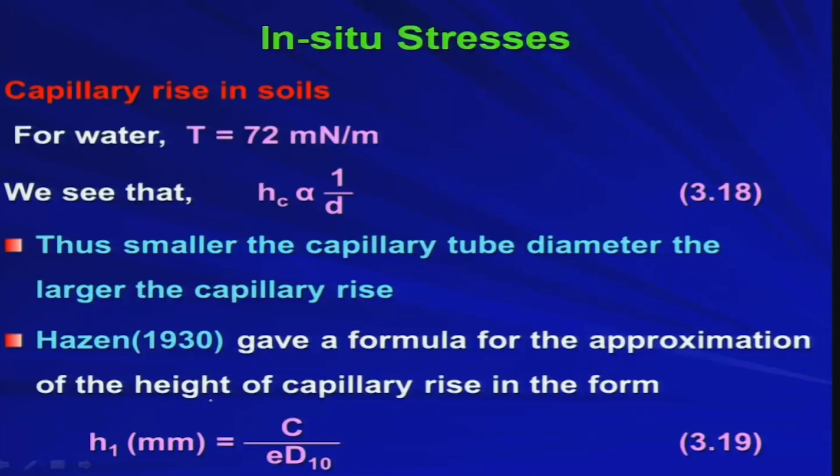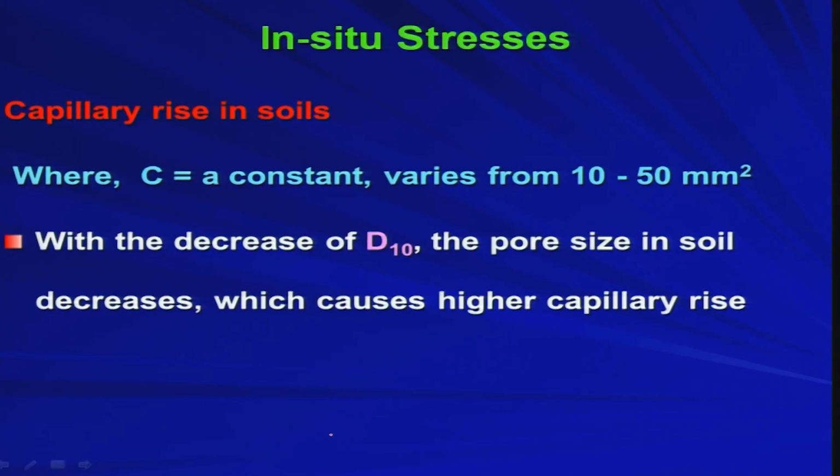Hazen in 1930 gave a formula for approximating the height of capillary rise in the form Hc in millimeter equal to C divided by e into D10, where e is the void ratio and D10, of course, you know, is the effective size. C is the constant; I will give you its magnitude or range. If you know the void ratio of the soil and the D10 from the gradation curve of that particular soil, you can find out the capillary rise from equation 3.19. Here C is a constant and it varies from 10 to 50 millimeter square.